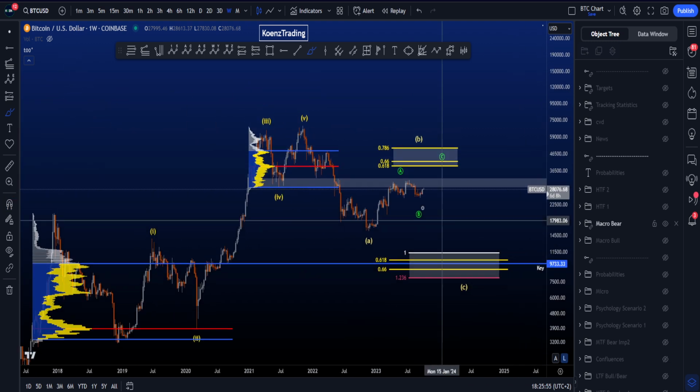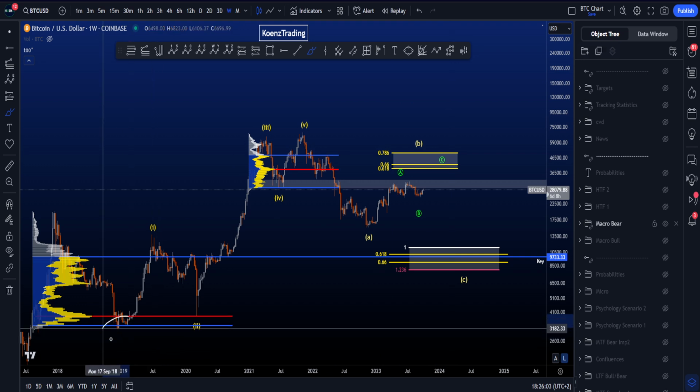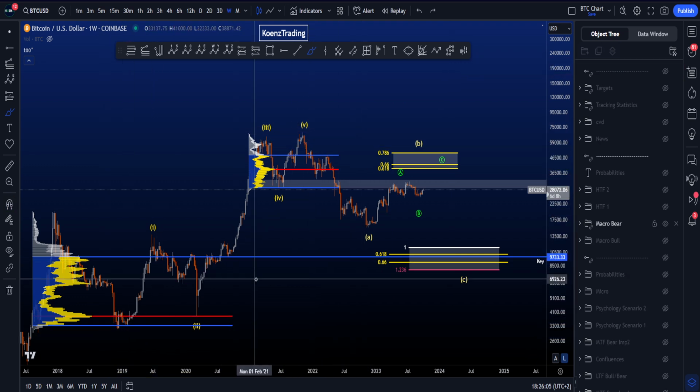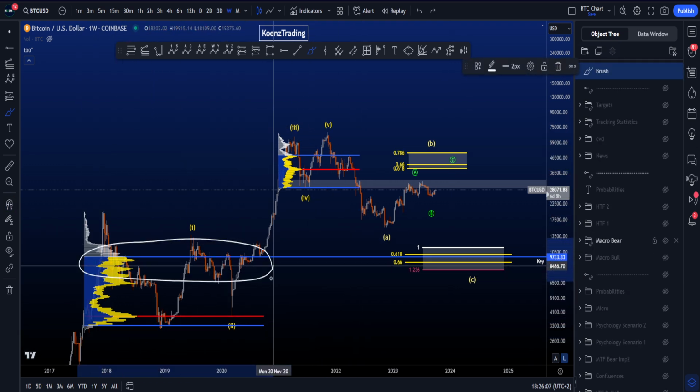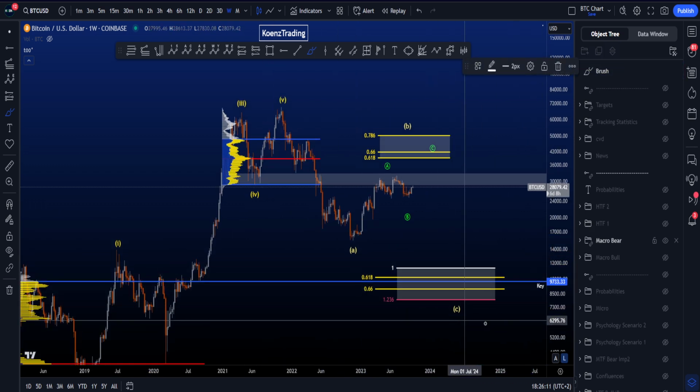And in this scenario, we're then looking for a move to the downside where we have incredible support between 11k and 8k. Golden pocket over here taken from the low to the all-time high, as well as the value area low of this multi-year volume profile. So incredible support over here, as you can see.